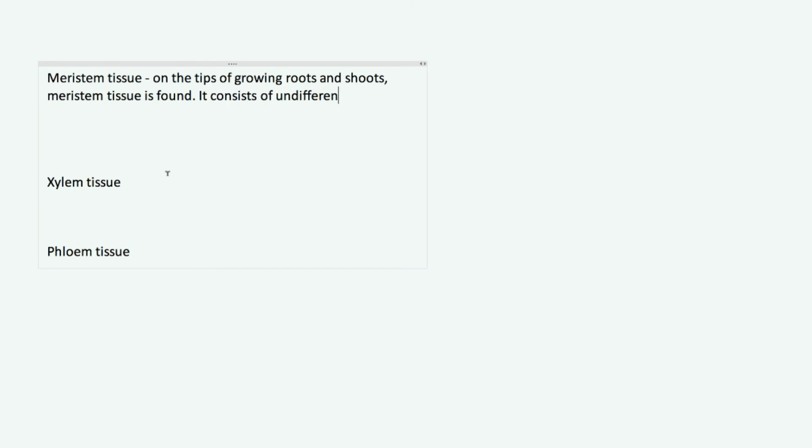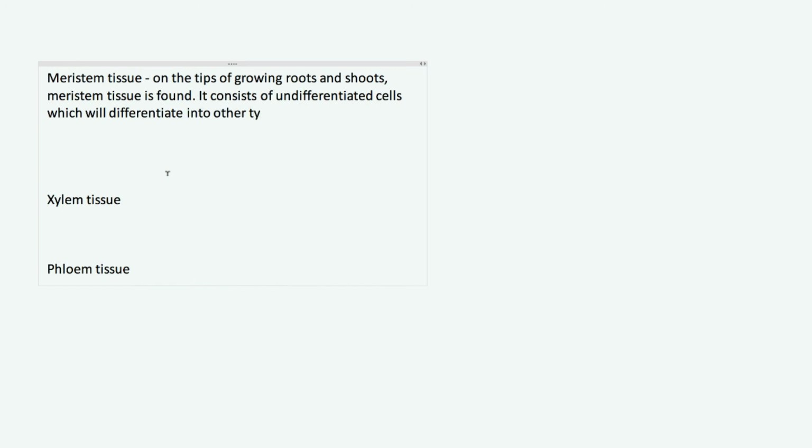Okay, it consists of undifferentiated cells which will differentiate into other types of plant tissue. Okay, so it's basically the plant version of stem cells, where stem cells are undifferentiated cells which can differentiate into certain specialized types of cells. The meristem tissue is where the plant's version of those are found, but we call them meristem cells.